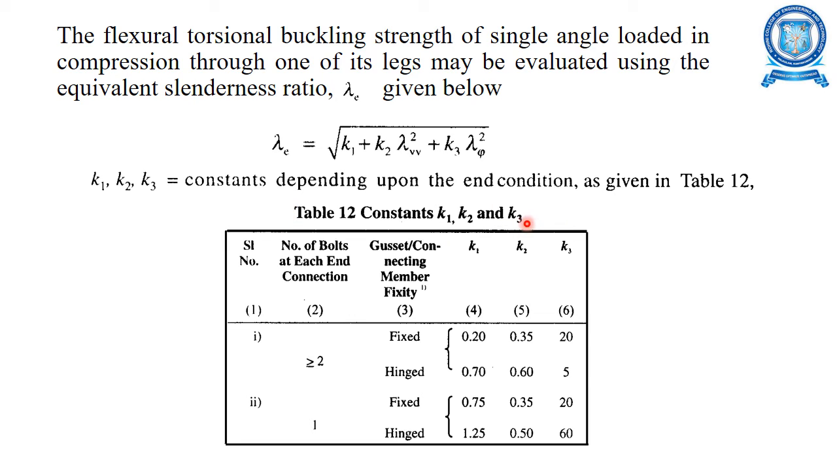The constant values K1, K2, K3 are as follows. If the number of bolts connected is greater than or equal to two, for a fixed connection, K1 is 0.2, K2 is 0.35 and K3 is 20. If the fixity is hinged, K1 is 0.7, K2 is 0.6 and K3 is 5. If the number of bolts connected is one, for fixed, K1 is 0.75, K2 is 0.35 and K3 is 20. For a hinged connection, K1 is 1.25, K2 is 0.5 and K3 is 60. So based on this Table 12, we have to find the values of K1, K2 and K3.